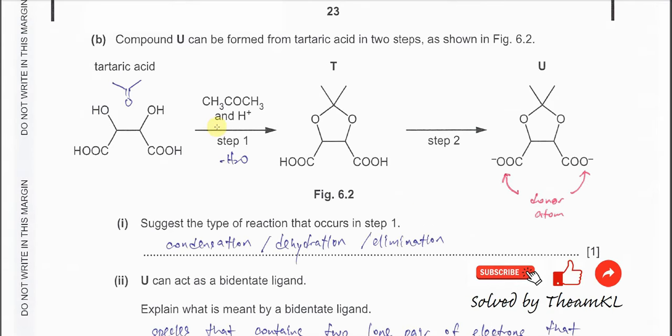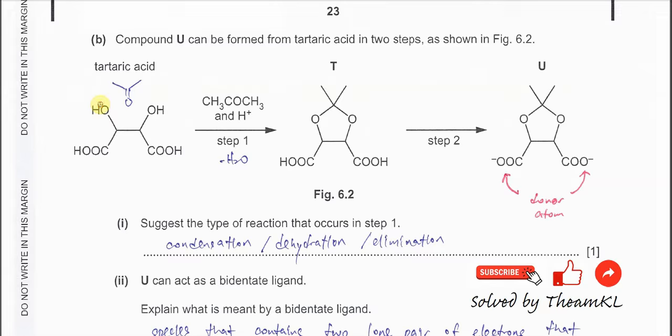Part B. Compound U can be formed from the tartaric acid in 2 steps, as shown in this figure 6.2. Part 1. Suggest the type of reactions occurring in step 1. Okay, step 1. This one you need to observe carefully. This tartaric acid reacts with propanol. Okay, so let's say now the propanol is here.